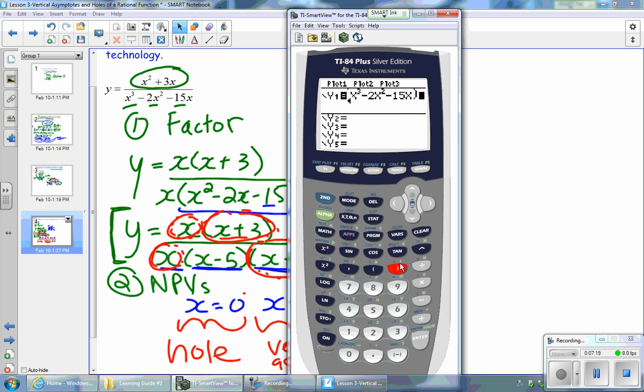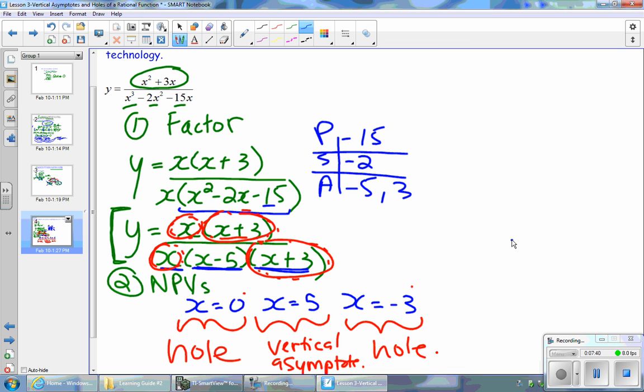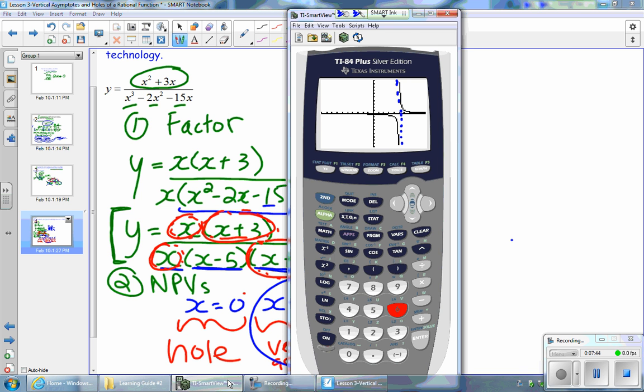So if I graph this function, I'll use a Zoom 6 standard for now. I get a graph that looks something like this. Okay, so there's my rational function. We want to check what happens at the NPV. So we do have a vertical asymptote, and that vertical asymptote goes right through 5, which confirms this behavior right here. So at x is equal to 5, we have a non-permissible value.